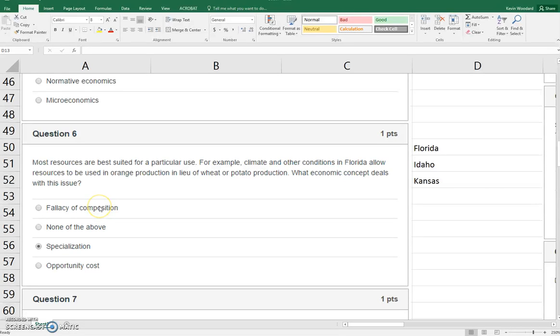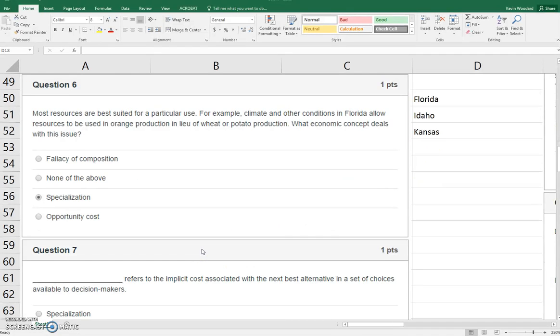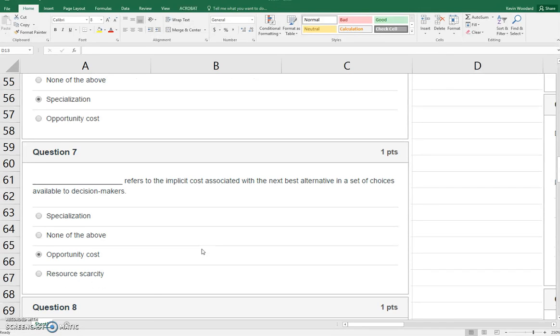If we look at number 6, most resources are best suited for a particular use. So when we have something that is best suited for one narrow niche or a particular use, we know that is through specialization. So remember, we had the example of Florida, Idaho, and Kansas. Florida had oranges, Idaho had potatoes, Kansas had wheat. And they would specialize in one of those and then barter or trade with the other states for the remainder.